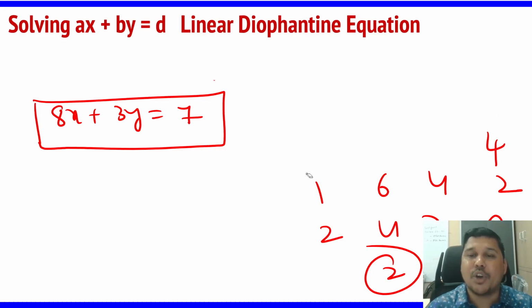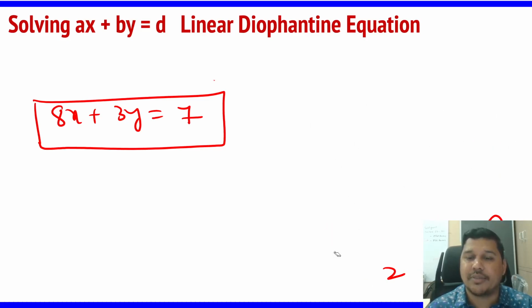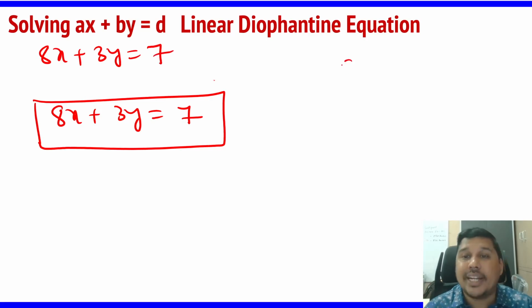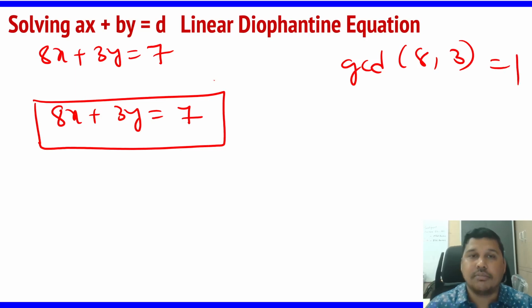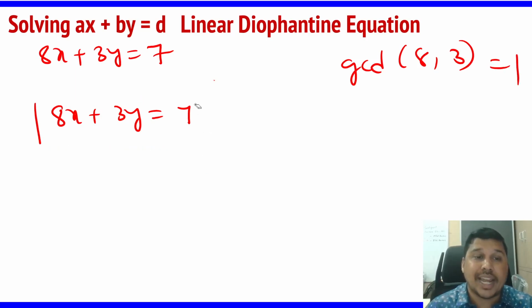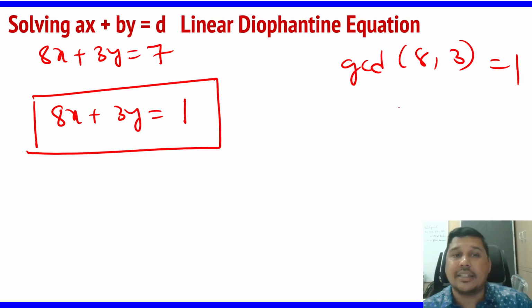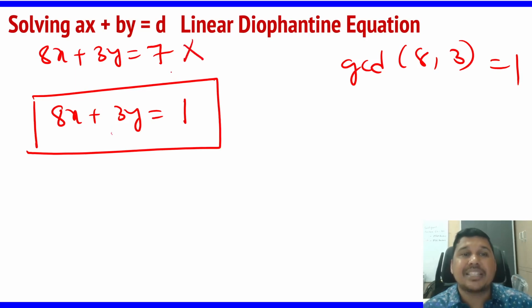That equation is now broken down into a smaller equation like this: 8x plus 3y equal to 7. You find out the GCD of 8 and 3, and you get the value as 1. So for the time being, you will solve the equation for 1. Write the GCD table using the Euclidean algorithm. Write the table for this equation. We are skipping this 7 now.